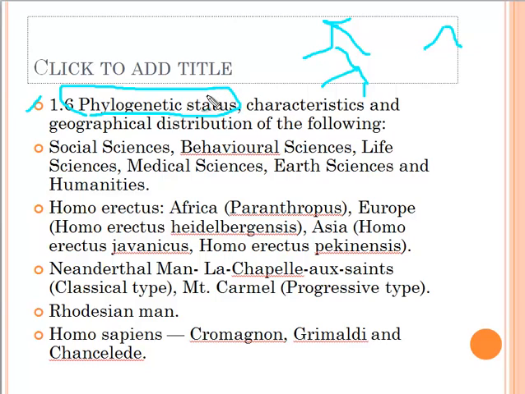So whenever you are writing any question from physical anthropology, giving the phylogenetic status is of extreme importance. This is the most important part. So you should not leave out phylogenetic status in any question. Then, characteristics and geographical distribution of the following.